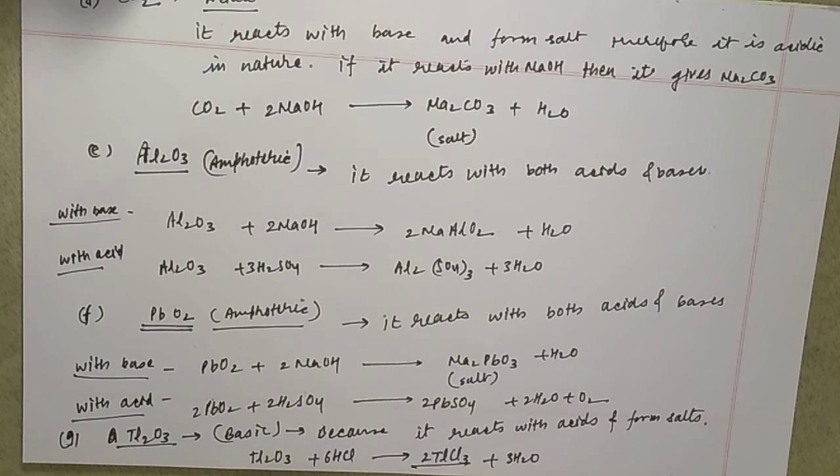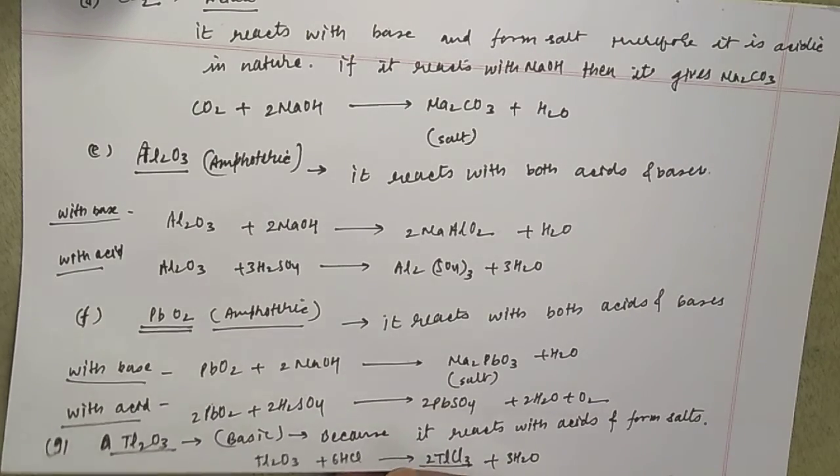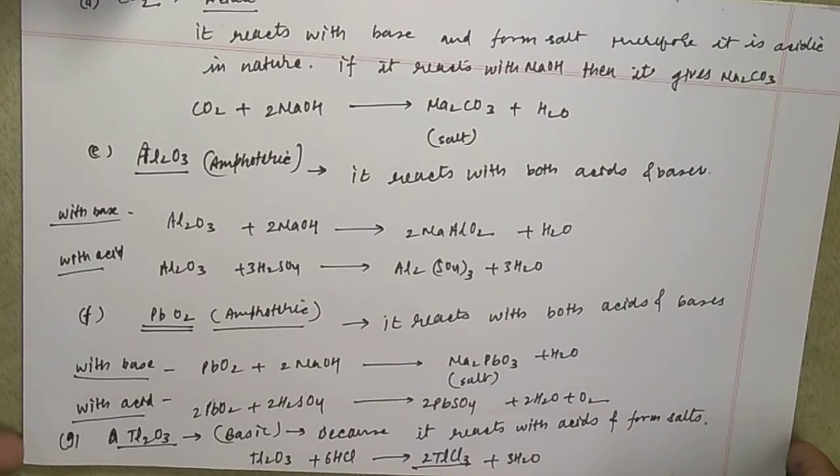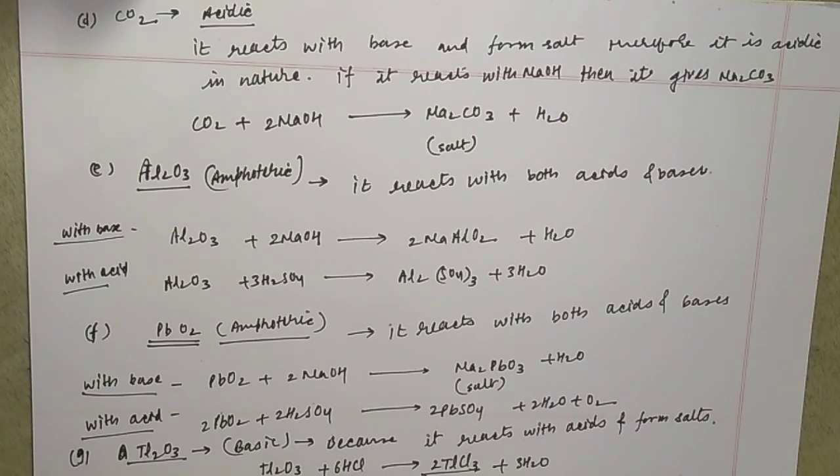Like the carbon monoxide we studied, we found that carbon monoxide is neither acidic nor basic, it is neutral. And neutral means what? It will neither react with the acid nor the base, but it will act as a reducing agent or oxidizing agent.